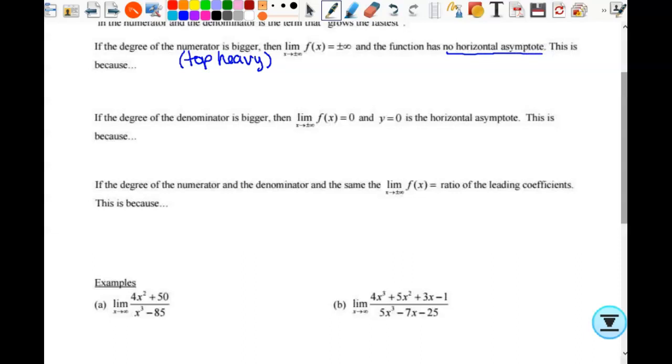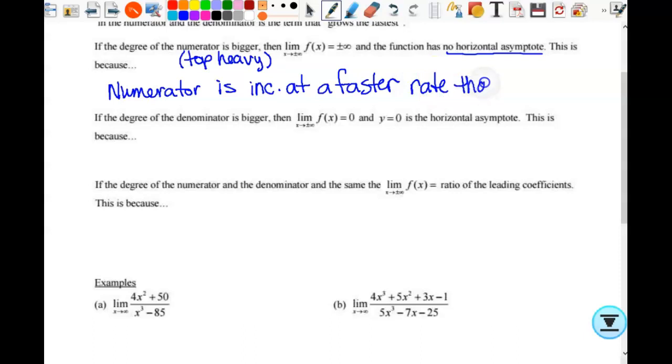The limit as x approaches positive and negative infinity then means that I'm actually going to infinity because I don't have an asymptote. If I have an asymptote, that's what I'm approaching. If I don't have one, then I'm going to positive or negative infinity. Make sense? Right? And that is because when the numerator is bigger, the numerator is increasing at a faster rate than the denominator.